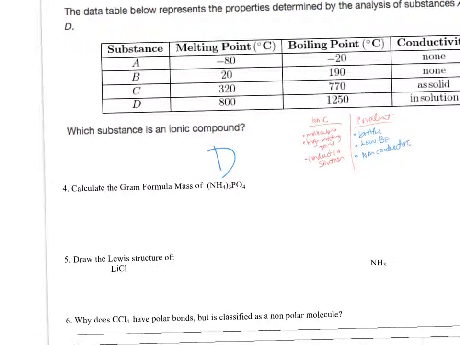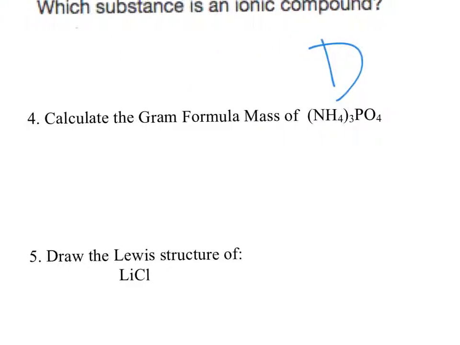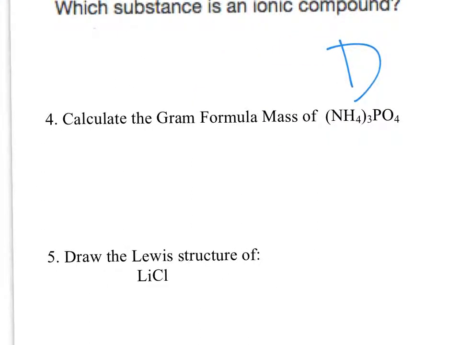All right, next one. Calculate the gram formula mass of (NH4)3PO4. So what you're going to do here is set this up so that we have our N, our H, our P, and our O. N's got 14 as our gram formula mass, and there are 3 of them. H, we have 1 as our gram formula mass. There are 12 of them. Don't forget that the 3 applies to the 4.